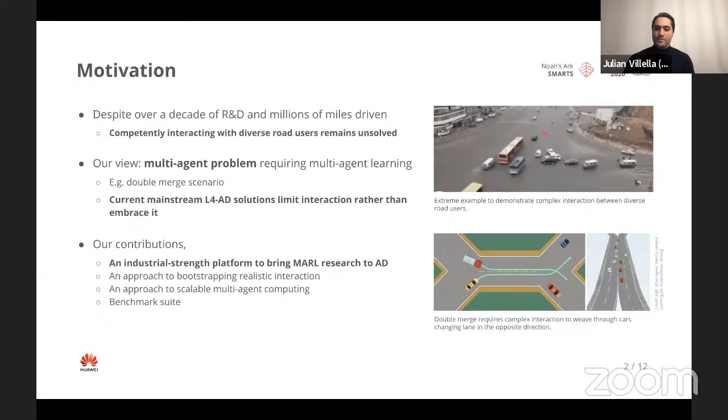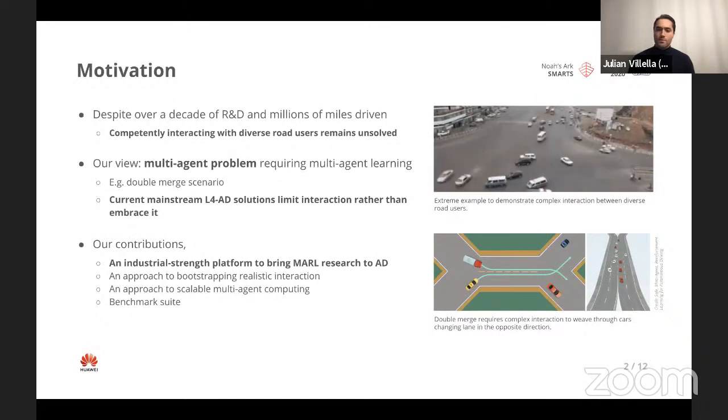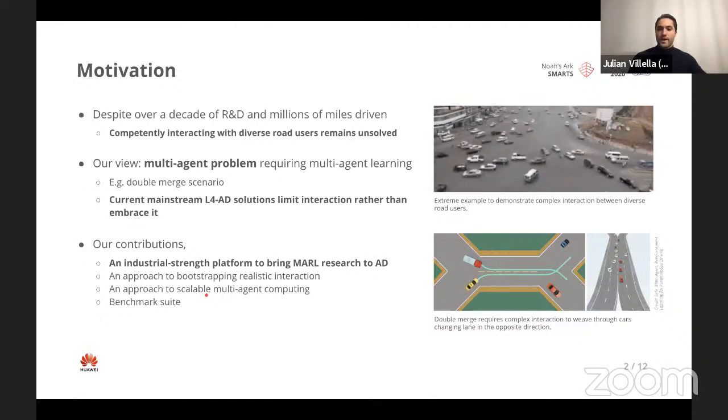Then we have this other extreme example here on the top right of how complex interaction can get. Now, current or mainstream L4 autonomous driving solutions are limiting interaction rather than trying to embrace it. And our view is that this is actually a multi-agent problem and it requires multi-agent learning. So given that, our contribution here is an industrial strength simulation platform to bring multi-agent learning to autonomous driving, an approach to bootstrapping realistic interaction, or the bootstrapping problem, an approach to scalable multi-agent computing, and a benchmark suite to tie everything together.